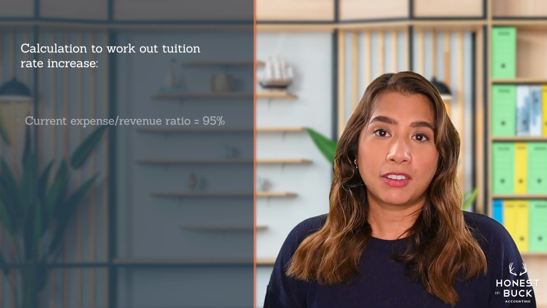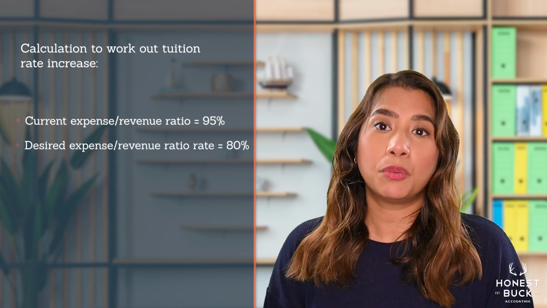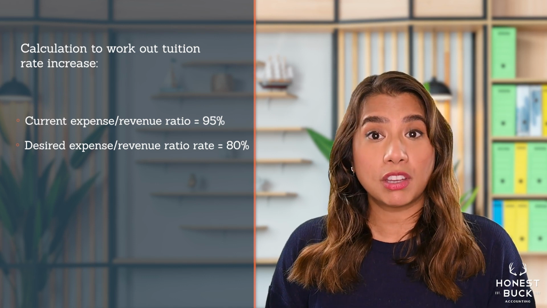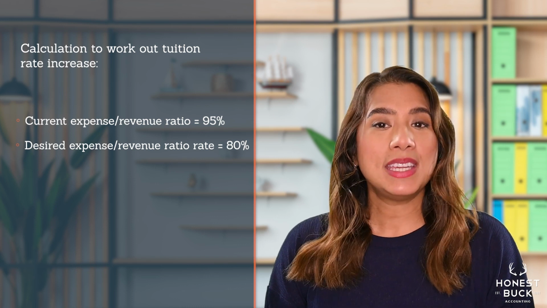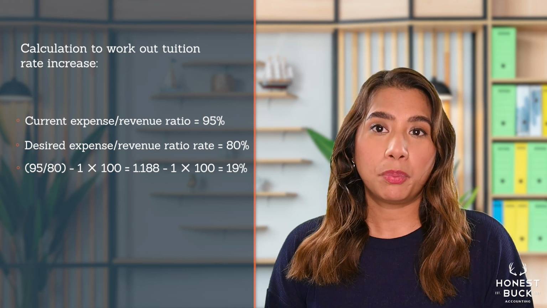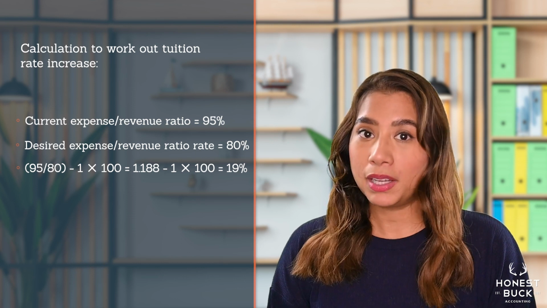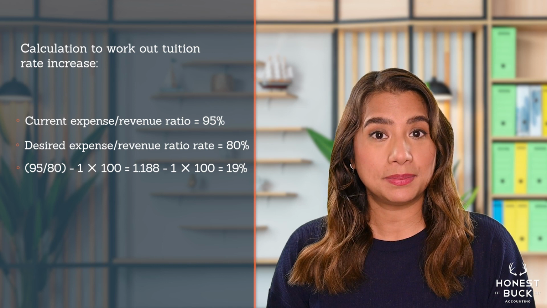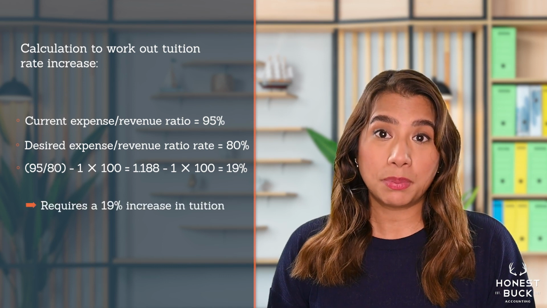We know that their current expense to revenue ratio is 95%. We also know that their desired profit margin is 20%, which means their desired expense to revenue ratio is 80%. To calculate their tuition rate increase, we need to divide their current expense to revenue ratio of 95% by their desired ratio of 80% and subtract 1. Then multiply the result by 100 to give a final result of 19%. This means the owner needs to increase their tuition fees by 19%.